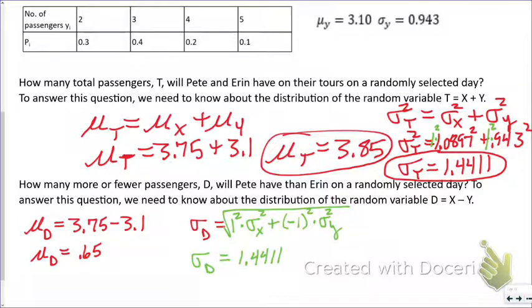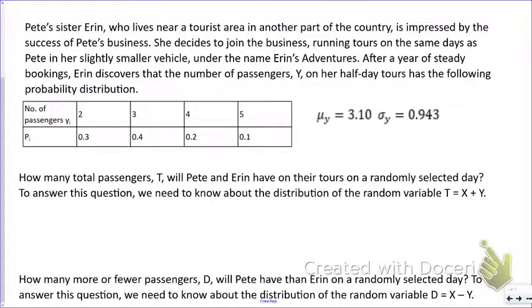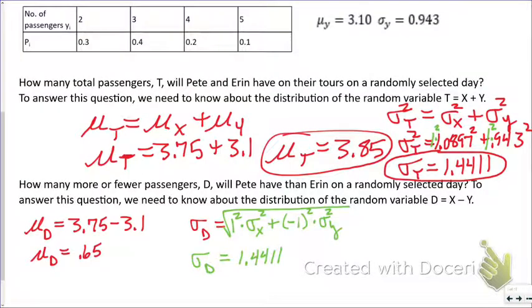We can't see it. At the very top of this screen, if you follow the mouse, it says another part of the country is where Erin is doing business. So I forgot to point something out. Since she's doing business in another part of the country, Pete and Erin are independent. If that wasn't true, we couldn't have calculated the last thing, standard deviation.